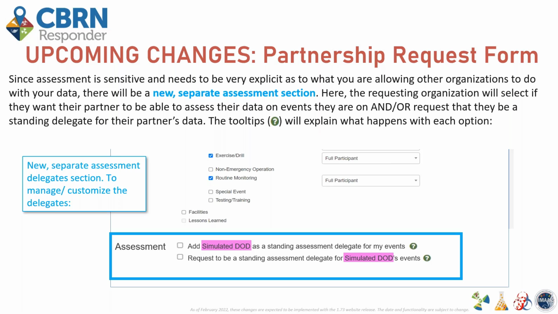Here, the requesting organization will select if they want their partner to be able to assess their data and/or request that they be a standing delegate for their partner's data. We will have tooltips to better explain what happens with each option, but it is helpful to note that this is something that we will be adding. This will allow you to set up these standing delegates at the partnership level, so when an incident does occur, you don't have to go into the event every time and set your various partners as assessment delegates.